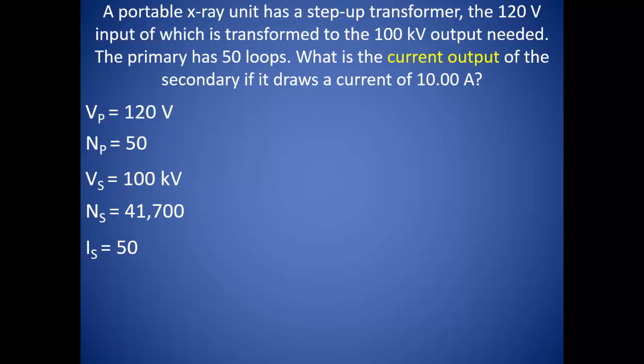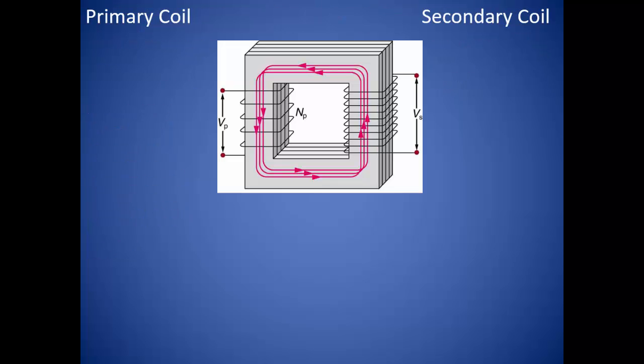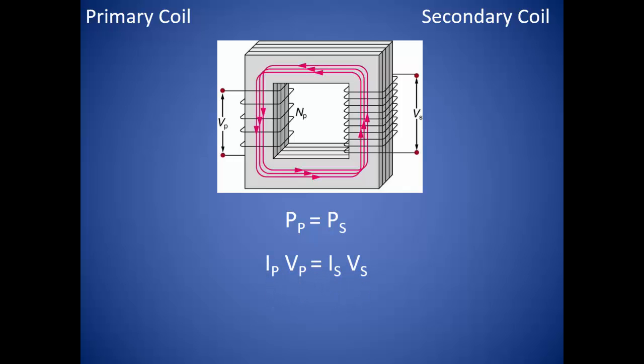So what is the current output of this system if the secondary coil draws a current of 10 amps? We can go back to our transformer equation and look at how the current and voltage relate to the number of coils in our loops. Assuming there is negligible resistance within the system itself, we can say that the electrical power input of a transformer is equal to the electrical power output. And since power is simply the current times the voltage, the primary voltage times the primary current is equal to the secondary voltage times the secondary current.